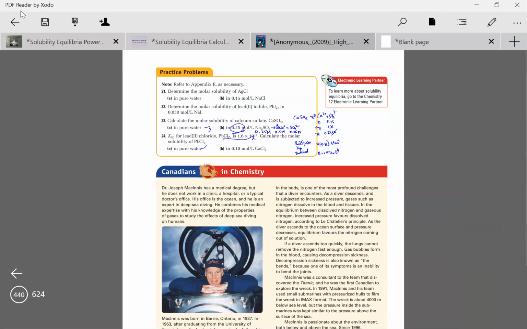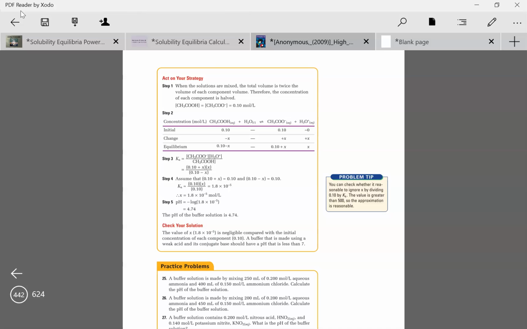We just have our predicting precipitate left, so that will be the last video. All right, so I'll see everybody in class.